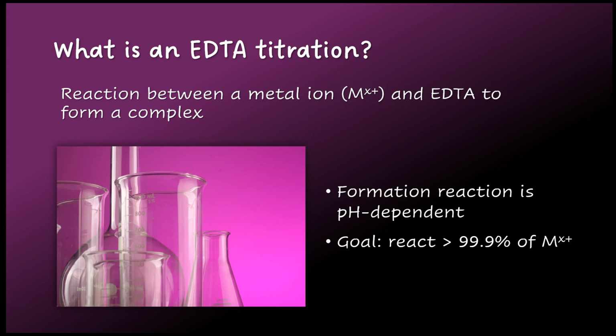The fractional amount of the EDTA species that primarily reacts with the metal depends on the pH. Therefore, the resulting metal ion concentration will be pH dependent. Our goal with an EDTA titration is typically to react more than 99.9% of the metal ion, which correlates to leaving less than 0.1% in solution.